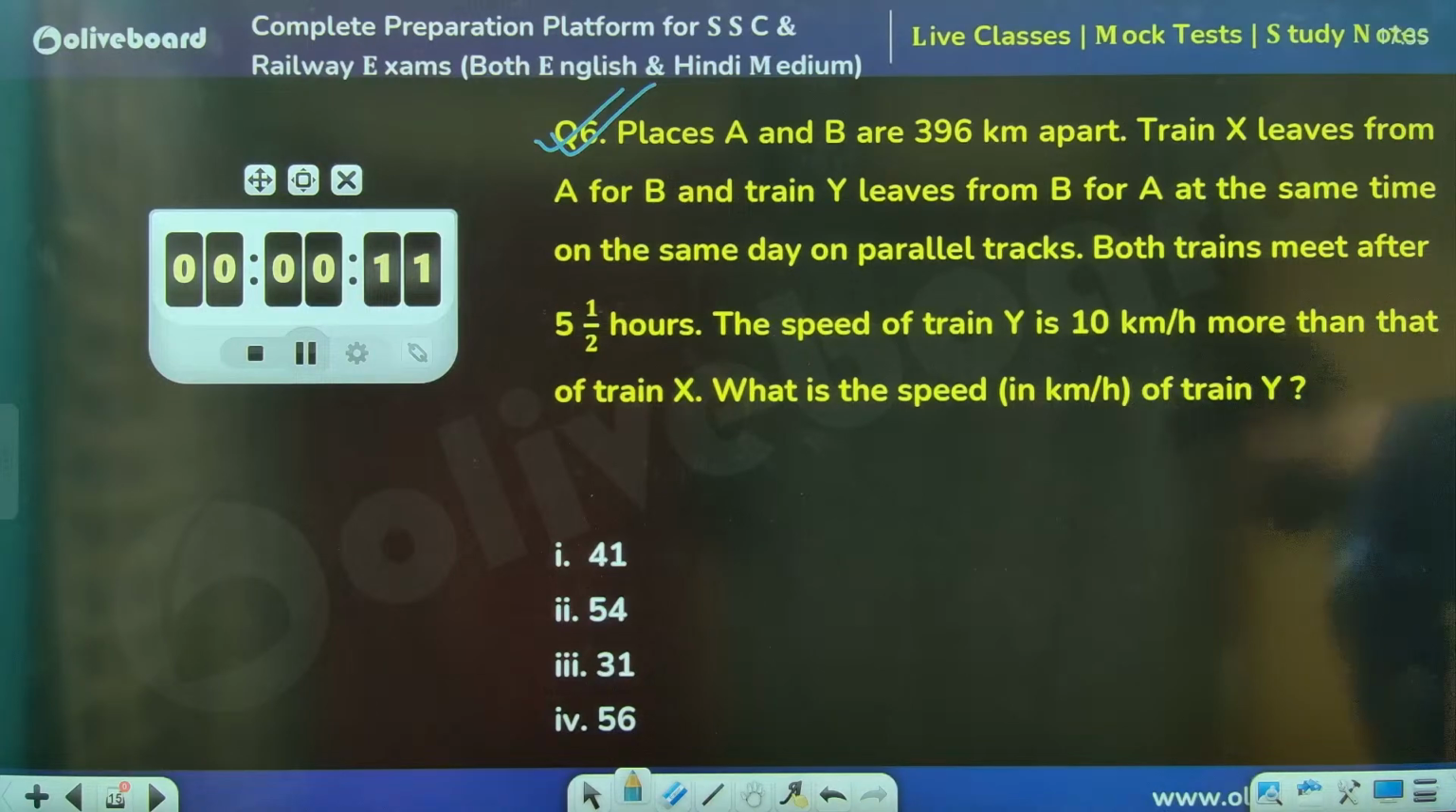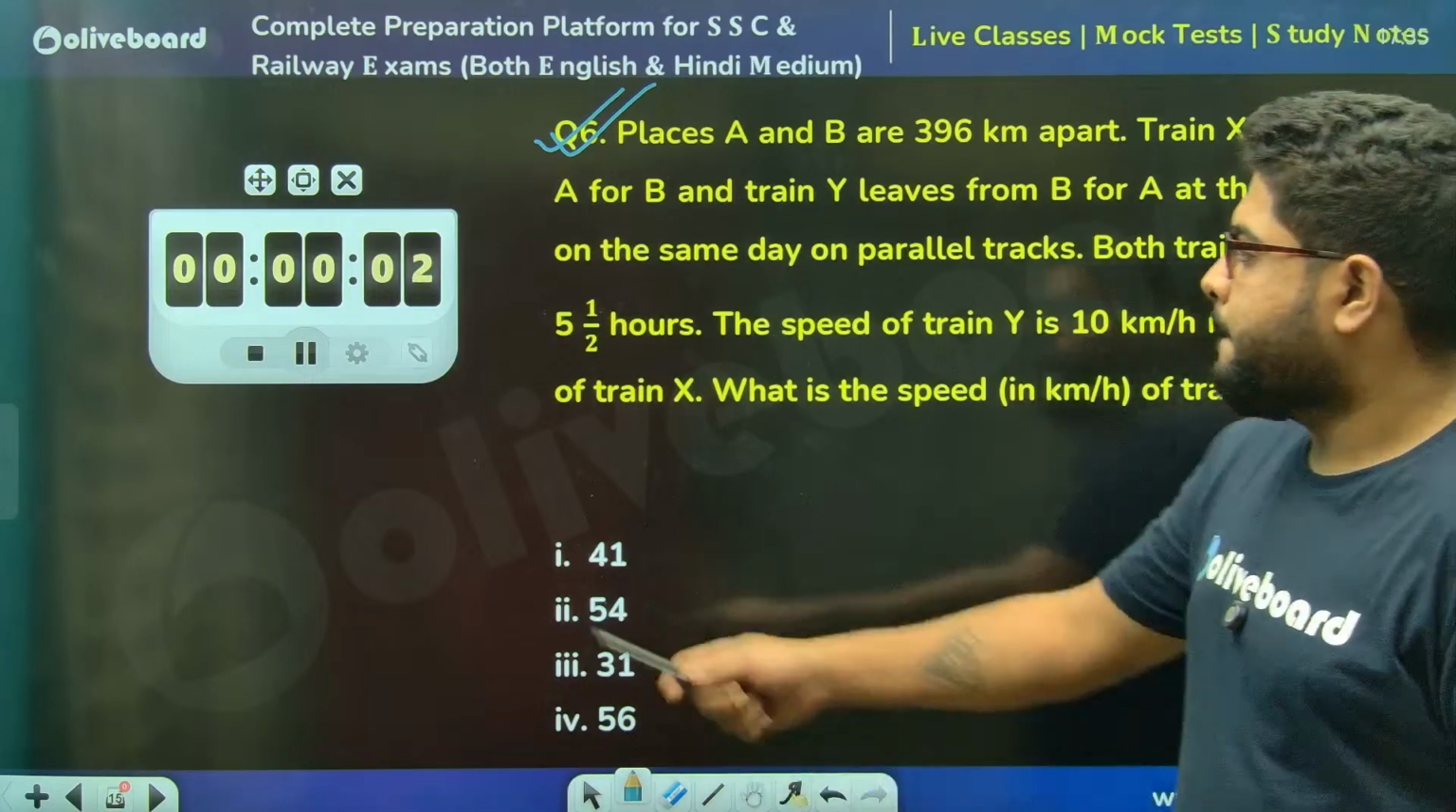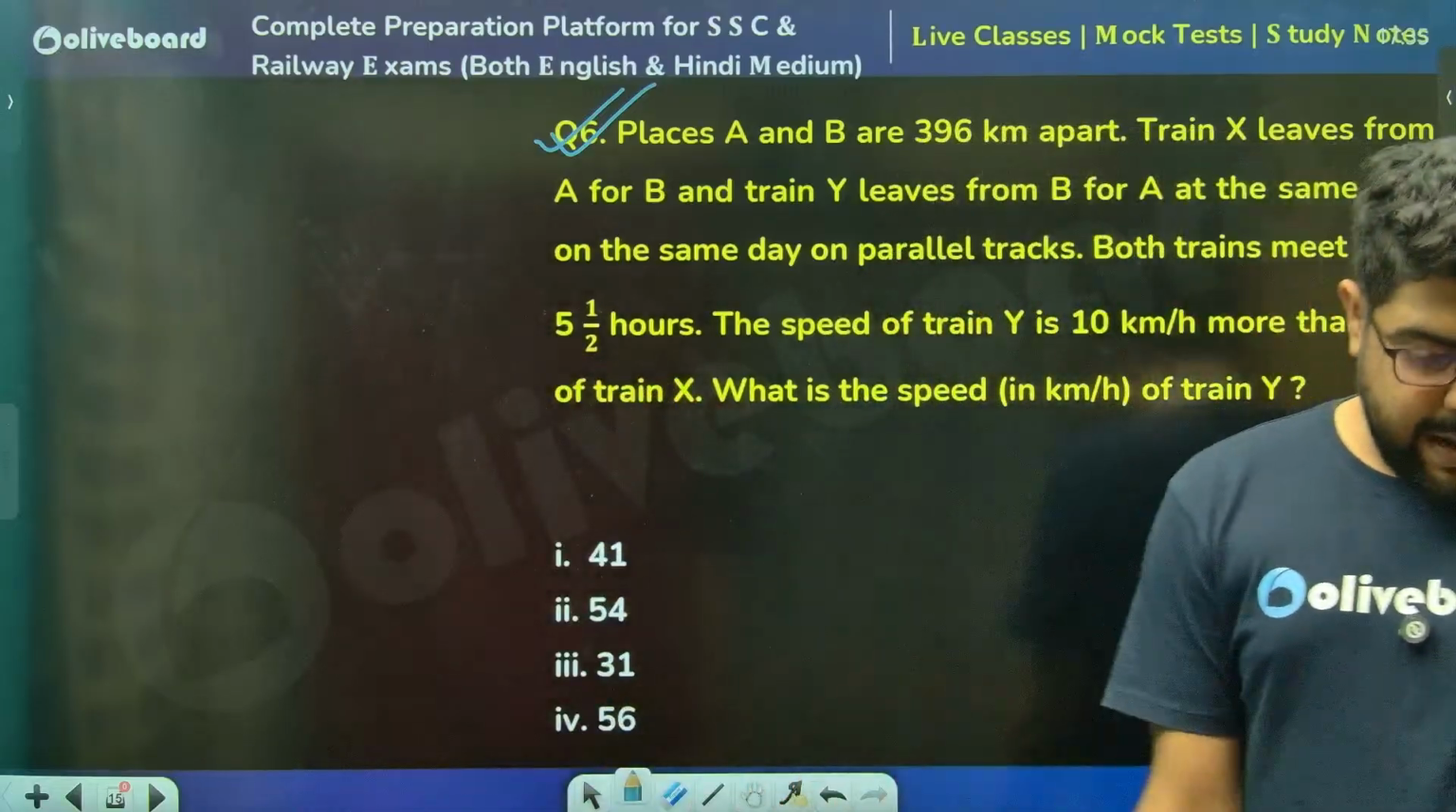Sheikh has given answer 54. Chalo, more answers, more answers. Any other answers?